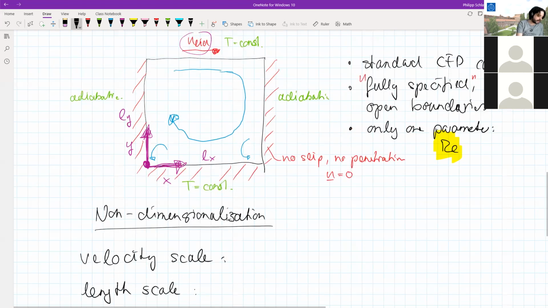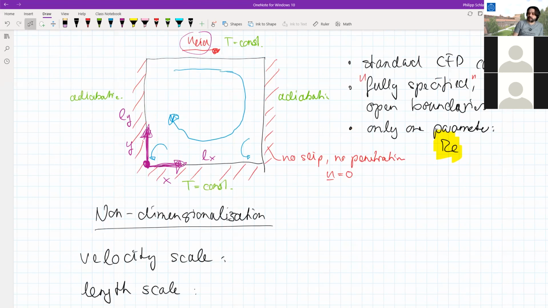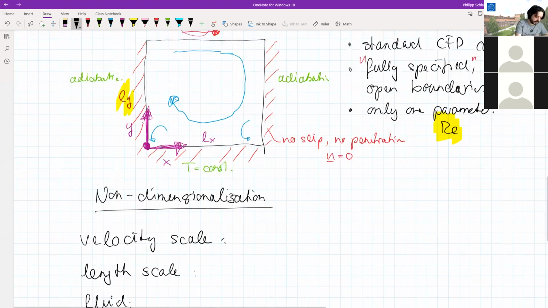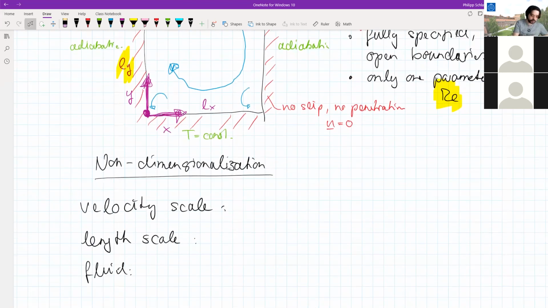Now, in this case, I guess the length scale somehow needs to be related to the geometry. And I suggest to take Ly, so the height, as the length scale. So the length scale that I would choose would be Ly. And in fact, when we consider a square cavity, this would also be the same as Lx. So this would be for a square cavity.